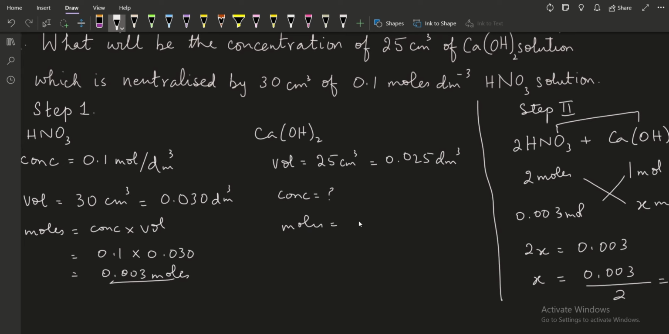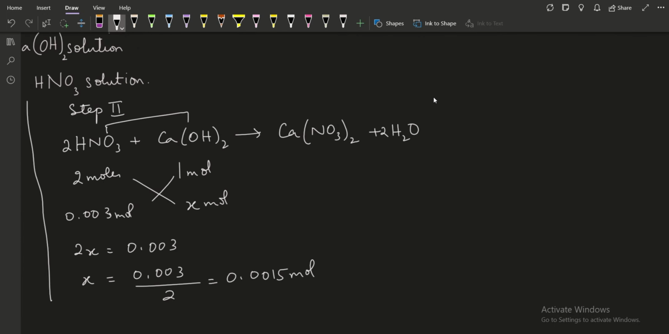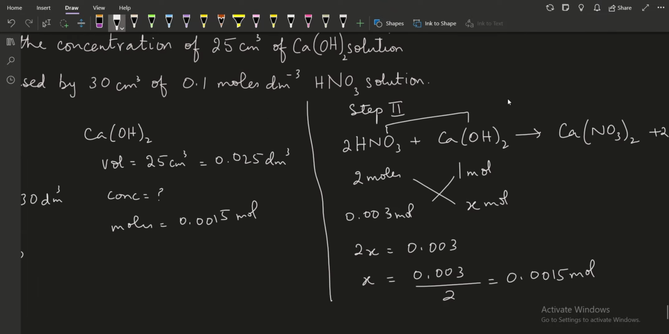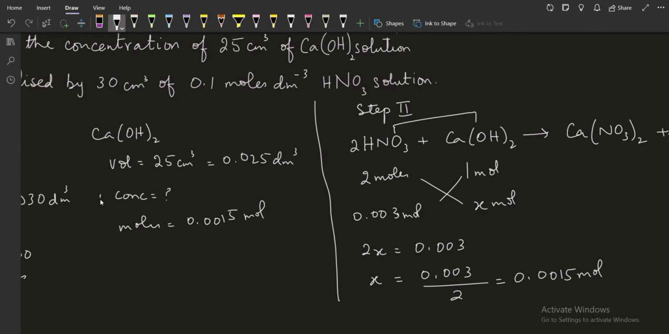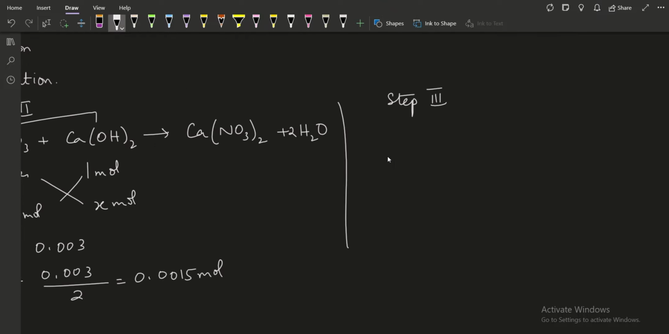0.0015 moles. We have just calculated it. Now in the third step, we will do whatever is asked in the question, and we are asked to calculate, in step number 3, the concentration of calcium hydroxide.